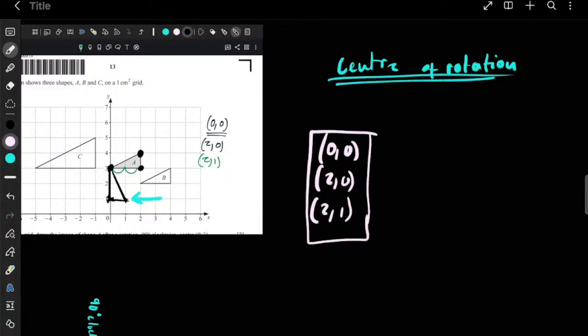No, the center we don't. The origin we ignore. Origin 0, 0. Unless the origin is the center. Unless you have been told that the origin is the center.